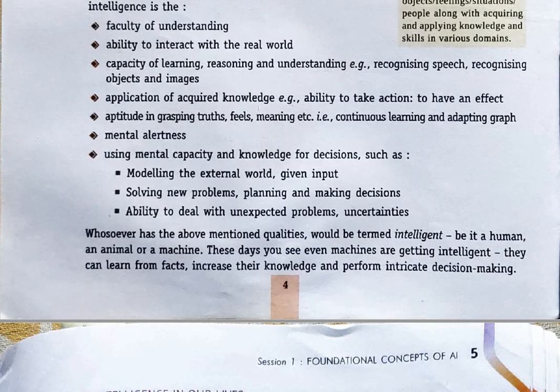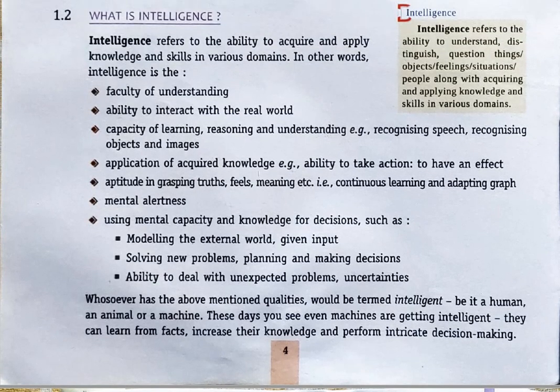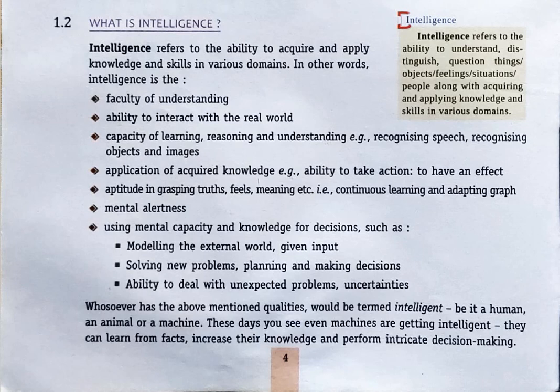Now, any person or anything that has the quality of understanding, distinguishing, questioning, and applying knowledge is termed as intelligent. It can be a human, or an animal, or a machine. So, whenever you term a thing as intelligent, you have to check whether it possesses these qualities or not.